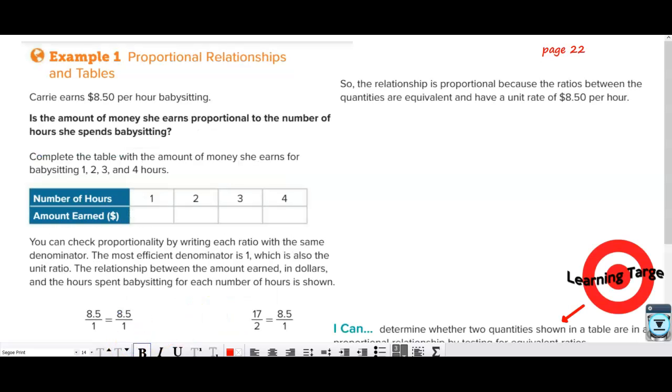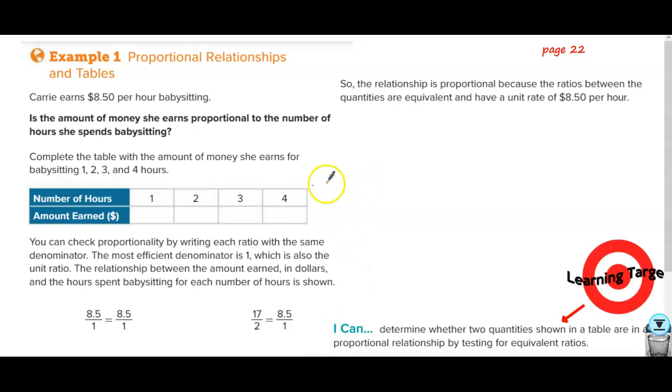Moving on. Example number 1, proportional relationships and tables. Carrie earns $8.50 per hour babysitting. Is the amount of money she earns proportional to the number of hours she spends babysitting? Well, yes, this is always going to be the case because she charges $8.50 for every hour. So after 1 hour, she gets $8.50.